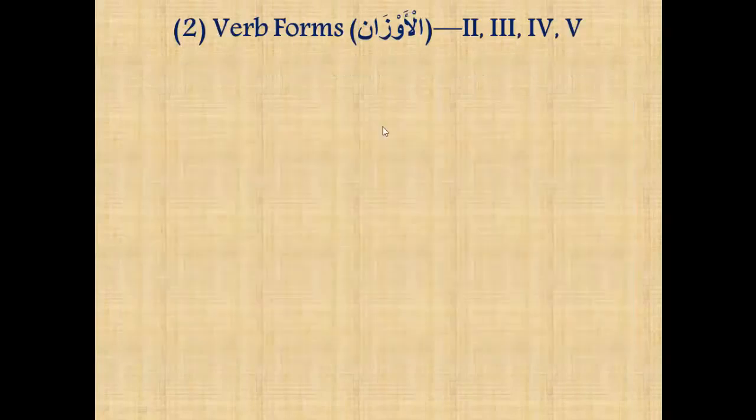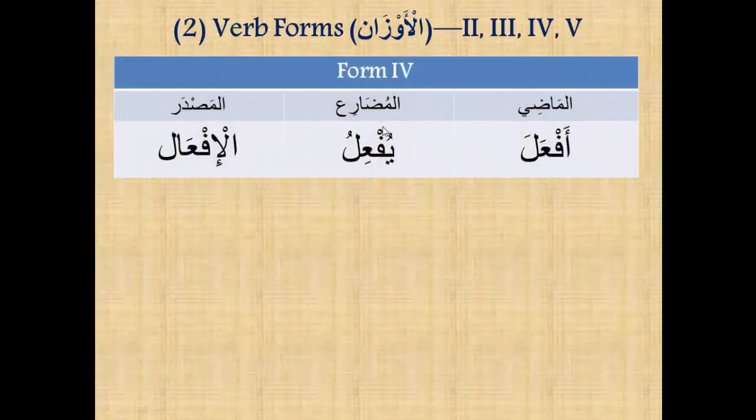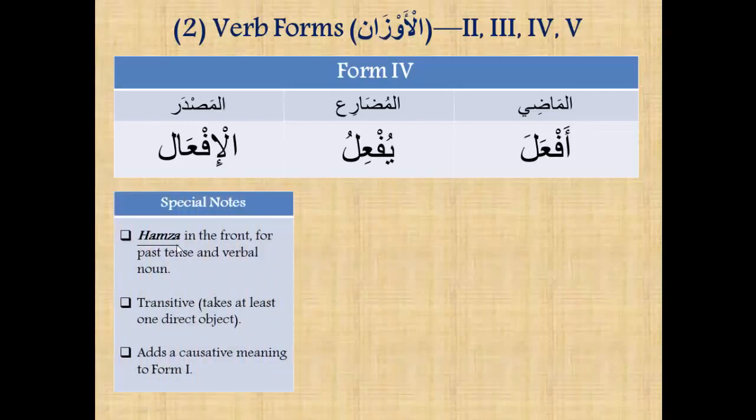Now let's move on to form 4. The form 4 set: أَفْعَلَ يُفْعِلُ الْإِفْعَالُ. What do we notice? We notice that there is a hamza in the front. We've added a hamza to the front of the verb, but only in the past tense, أَفْعَلَ, and in the مَصْدَر, الْإِفْعَالُ. The hamza disappears in the present tense form, يُفْعِلُ.